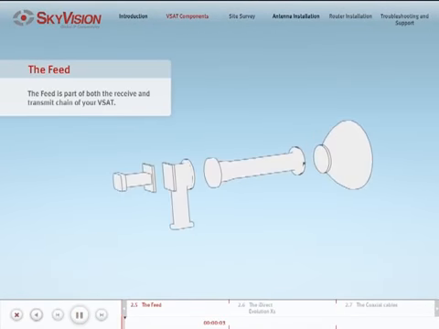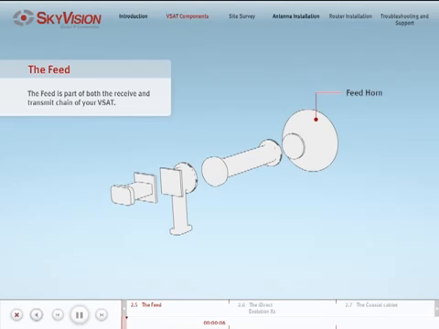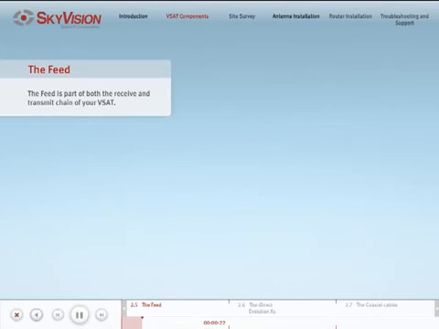The feed is composed of the feed horn, OMT, the transmit reject filter, which is either built in or needs to be added on the receive end of the OMT, the waveguide, and circular tube for circular polarization requirements. There are three main polarization positions used for your SkyVision services. Refer to your SkyVision scheduling kit for your polarization requirements.